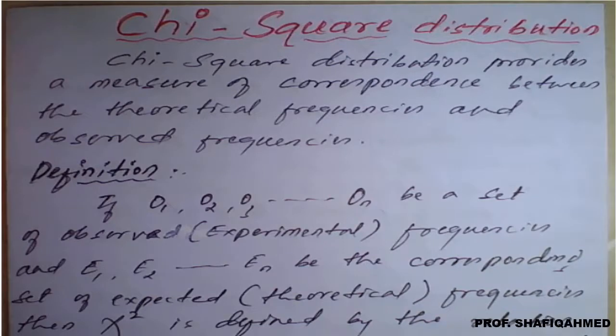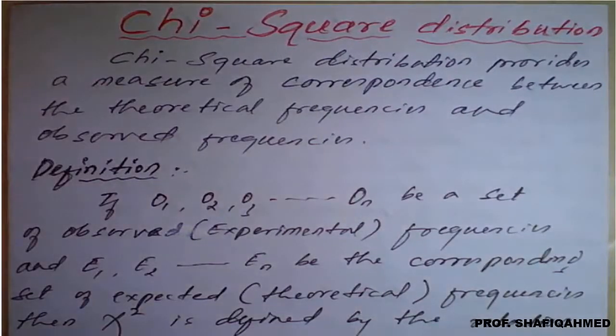In the previous class we have seen the student t distribution, and in that we have seen how to find the value of t by using a student t table or from the direct value given in the question itself, and how the given hypothesis is accepted or rejected. Now in today's class we'll see chi-square distribution.